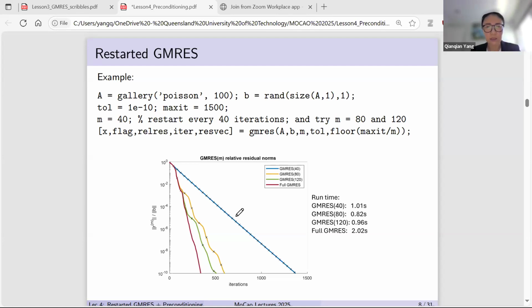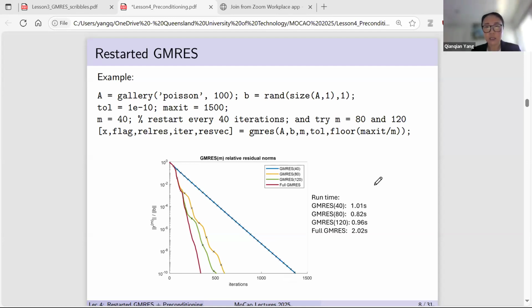So what we see here is that the blue curve is my GMRES(40), restarting every 40 iterations, the yellow is for 80, and the green is restarting every 120. For comparison, I also ran full GMRES with no restart. We see that definitely if I restart too early with a small m, then my convergence is slow. The full GMRES reaches the tolerance in roughly 340 iterations, and for GMRES(40), I have to take around 1,300 iterations to finally get down to the tolerance I want.